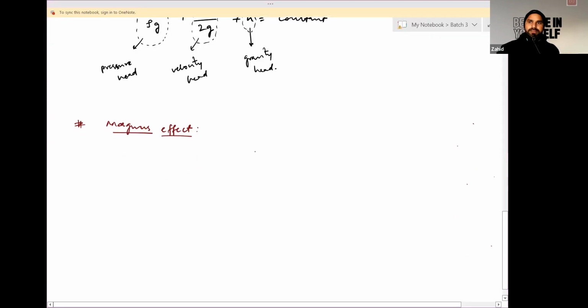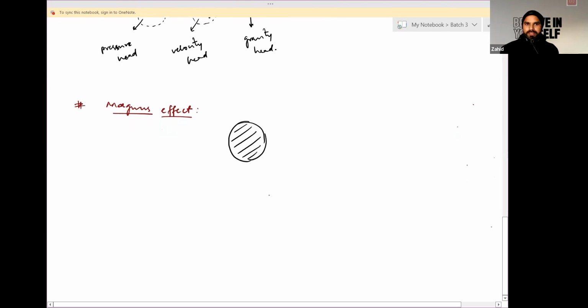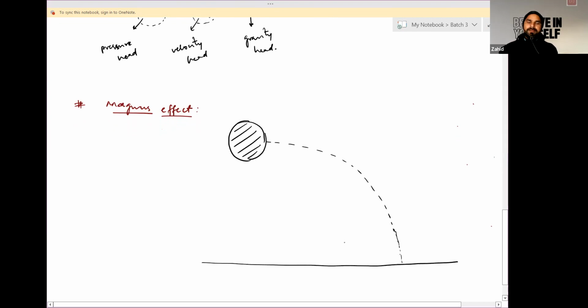Suppose you have a ball. If it is thrown without spinning, it may follow this path to hit the ground at some distance, at this point. So this particular trajectory is due to no spinning.